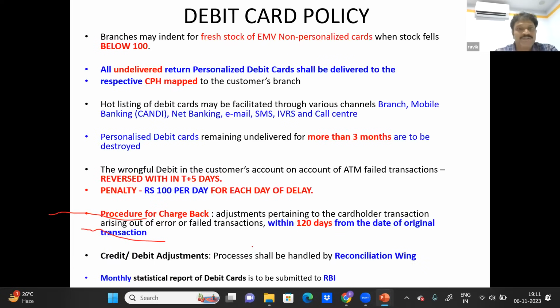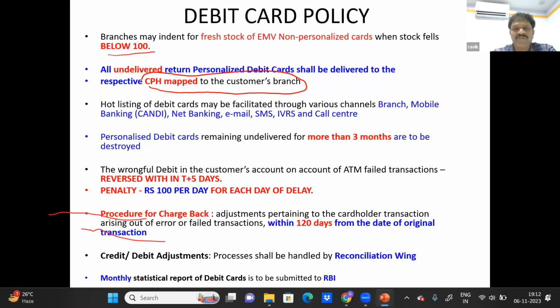Now, branches may indent fresh stock of non-personalized cards when you want to indent. Remember, your stock of non-personalized cards should be below 100. Then only you can indent. Because non-personalized cards are very important, a fraud-prone area, risky area. So bank said, when it comes to less than 100, then only you have to go for a new indent. That is very important for exam. Then any undelivered or returned personalized debit card shall be delivered to the respective CPH mapped to that customer's branch. When it is undelivered, it will come to your branch. Then you have to send it to CPH.